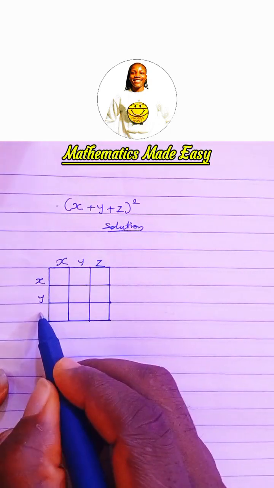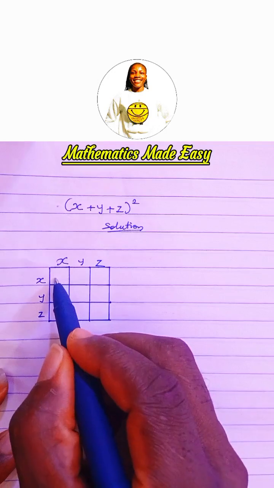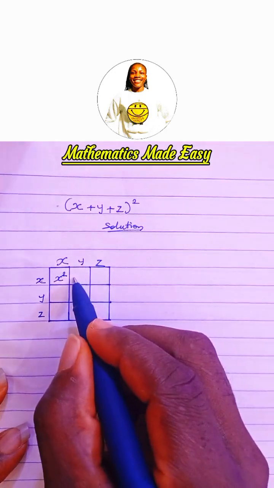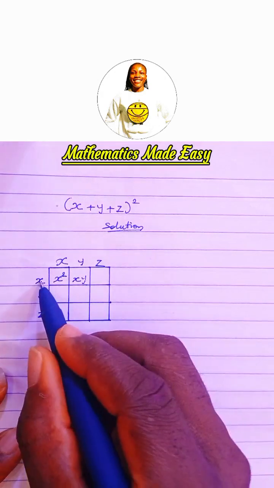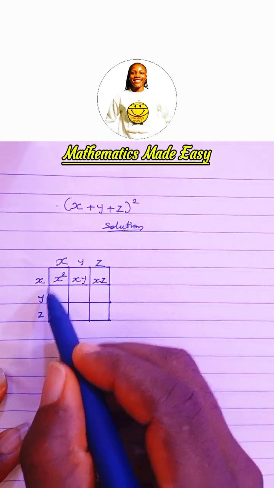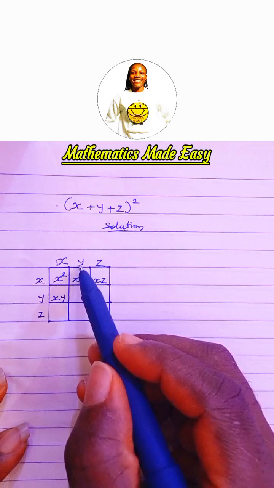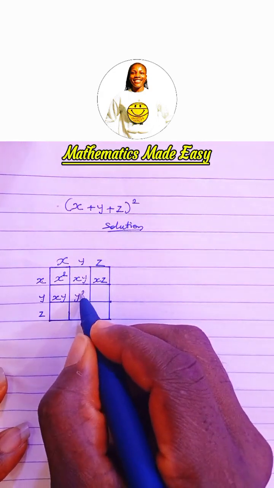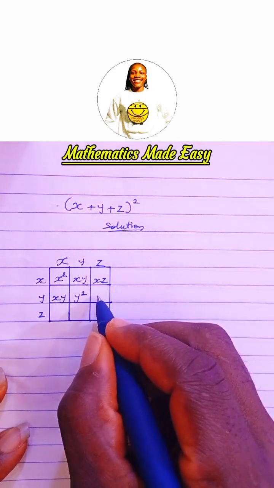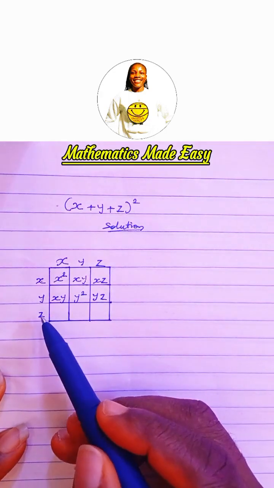X, y, z. Now you times x, x square. X times y, xy. X times z, xz. Y times x, xy. Y times y, y square. Y times z, yz.